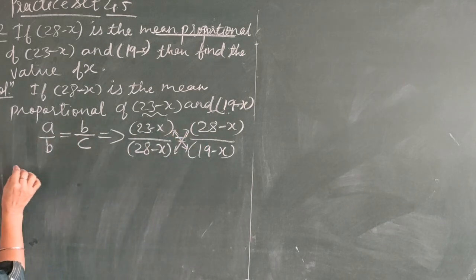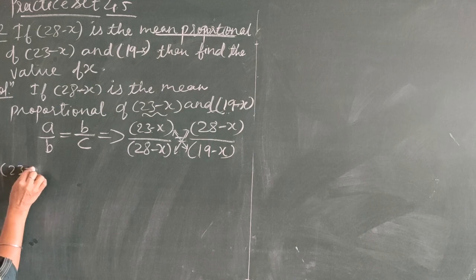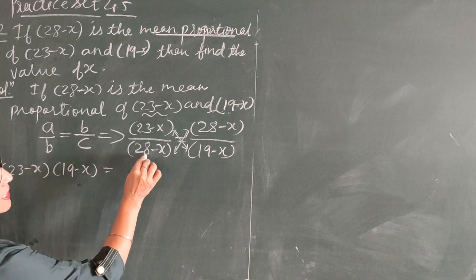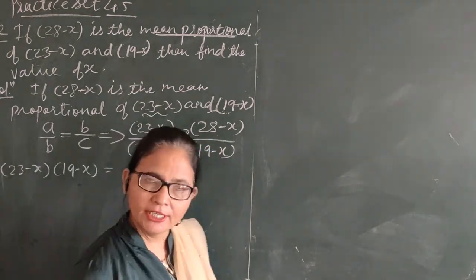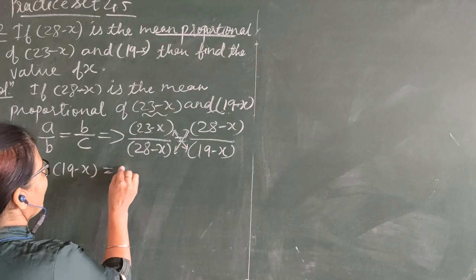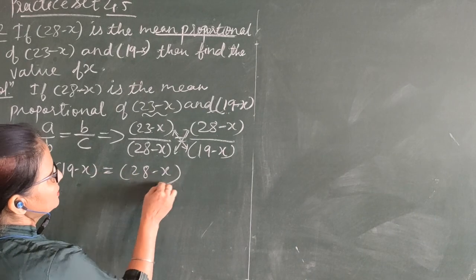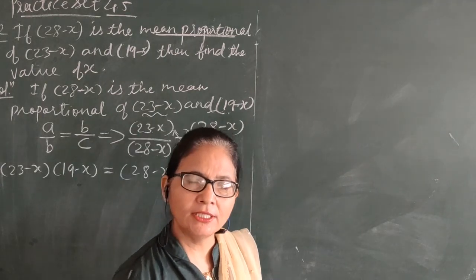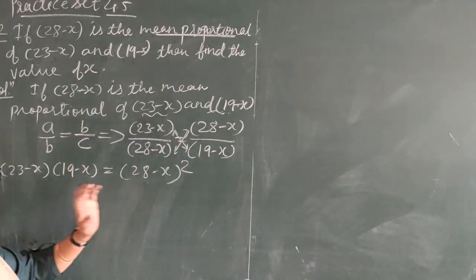You know how to simplify this. So here (23 minus x) into (19 minus x) is equal to, as again, (28 minus x) into (28 minus x), is equal to (28 minus x) whole square. And children, as you can see here, this is in the form of the identity (a minus b) whole square, that also you can use.